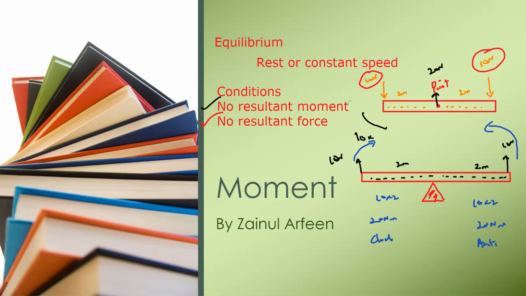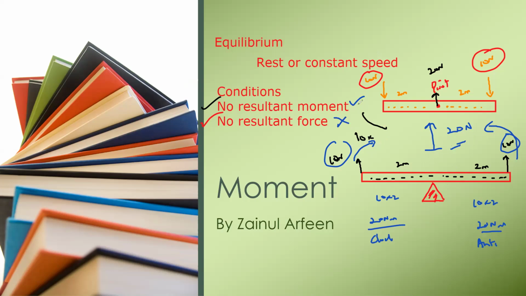So the first condition is fulfilled, that there is no resultant moment, because the 20 Newton meter clockwise balances with the 20 Newton meter anti-clockwise. But what about the resultant force? When we work out the resultant force, 10 Newton and 10 Newton, a total resultant force of 20 Newton is there. If we neglect the weight, if there is no weight or a negligible weight, there is a resultant force of 20 Newton. So as a result, the second condition is not fulfilled.